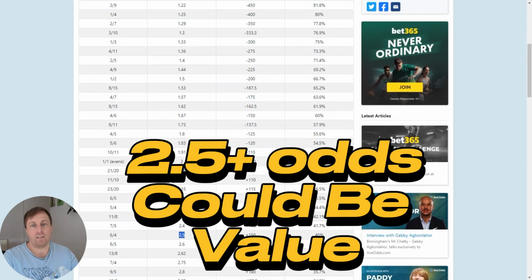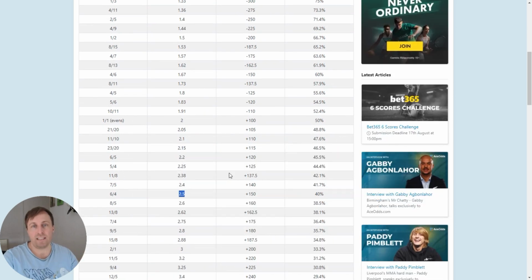Now, let's have a look at the other side of that. Obviously, if we were laying over 1.5 rather than backing under 1.5, it's the same bet, remember, just on the other side of the market. 60% odds are 1.67. So if the odds are below 1.67, it would potentially be a value lay.